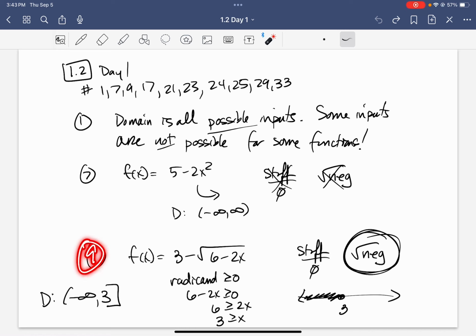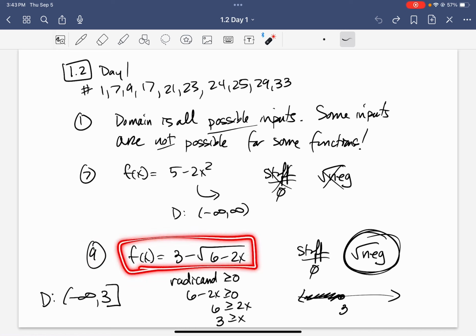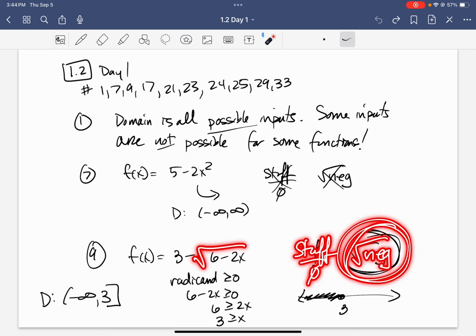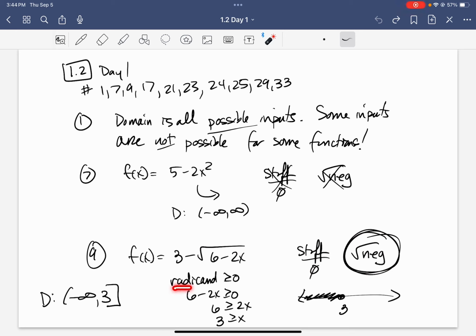For number 9, if this is our function, again, every time you ask me domain, I'm going to write down stuff over 0 and square root of negative. And since there is a radical, I know that this is going to be my domain restriction, my problem. So I take the radicand, the thing under the radical, and I set it greater than or equal to 0 because that's what I want. And when I solve, I get that x is less than or equal to 3.